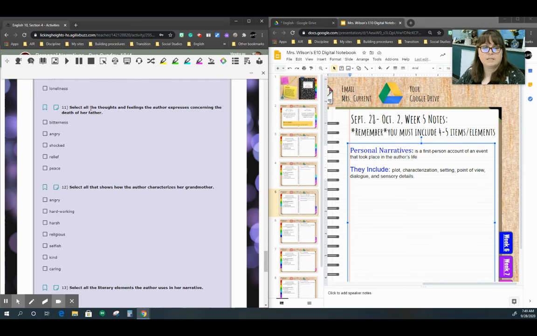(11) Select all the thoughts and feelings the author expresses concerning the death of her father. Does she show bitterness? Is she angry? Is she shocked? Is there relief? Is there peace?